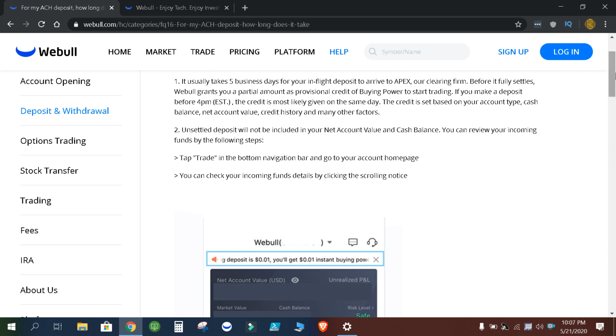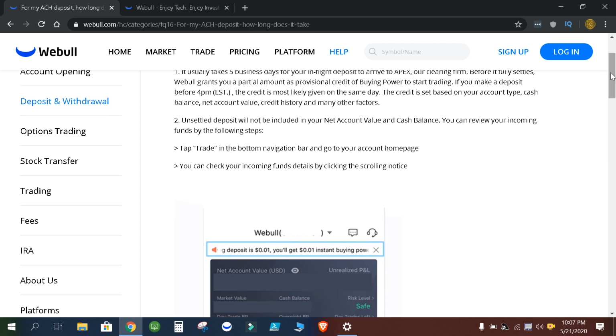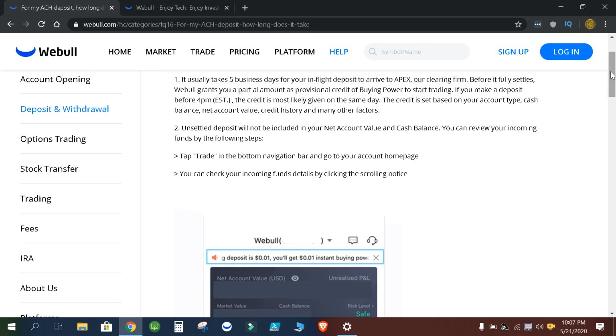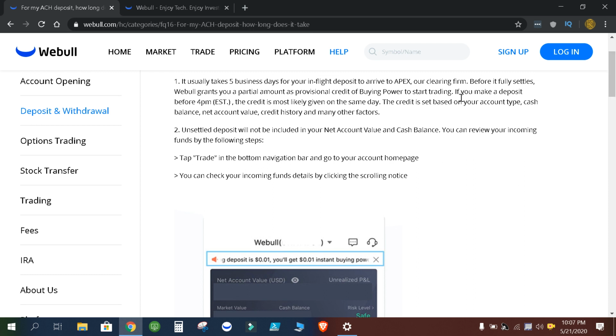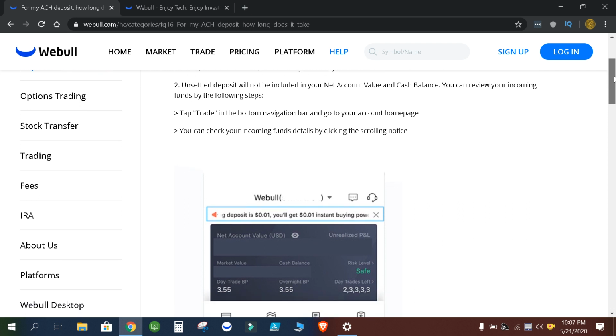So I transferred, I think, 25,000 the other day, and they gave me $1,000 to immediately trade with. Not a big deal, unless you're looking to immediately make some trades. But if you are, then you probably should be doing a wire transfer. Also, if you make a deposit before 4 p.m., that's considered one business day. If you make it after 4 p.m., then you're on the next business day. So that's pretty much that. That's kind of straightforward there.